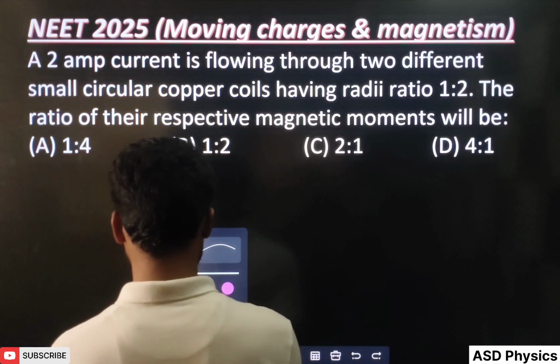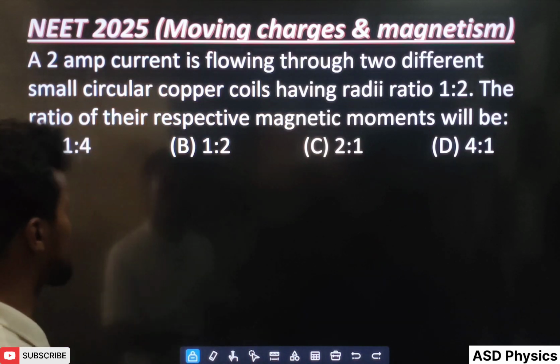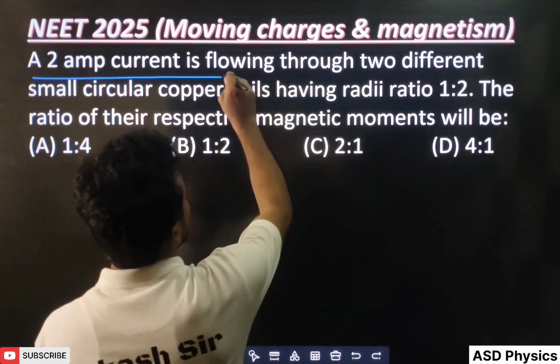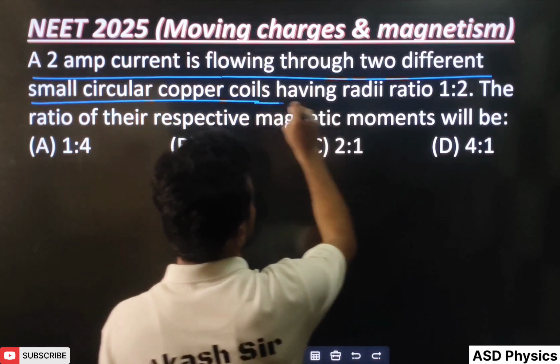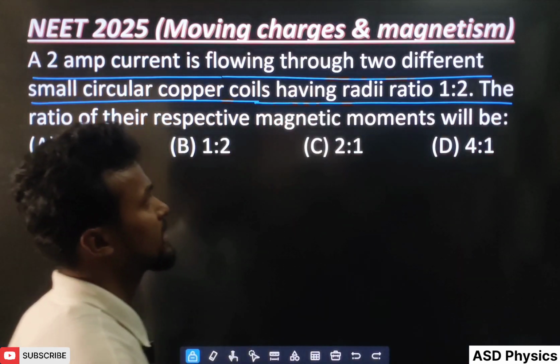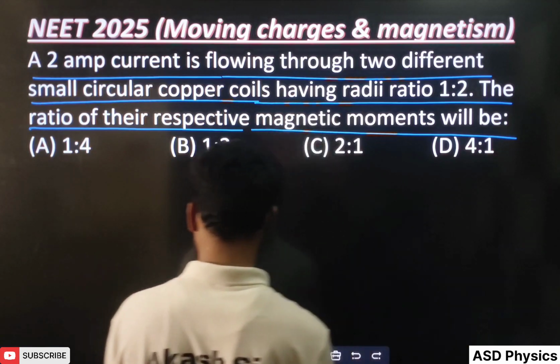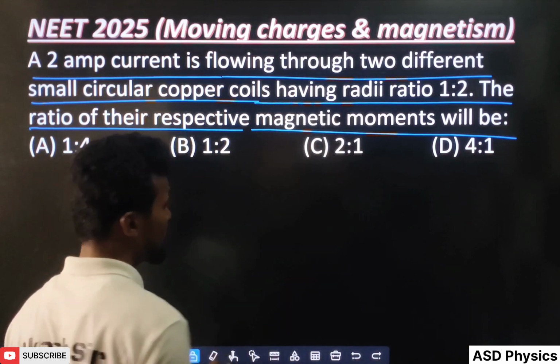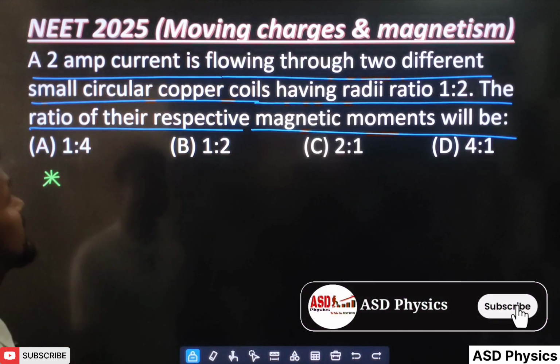Now students, next we are going to move to further questions. Now, the moving charges and magnetism question is this. See the question. A 2 ampere current is flowing through two different small circular copper coils having radii ratio 1:2. The ratio of their respective magnetic moments is how much? Here the magnetic moment is coming because of the current. So what is given here? Kindly see here.